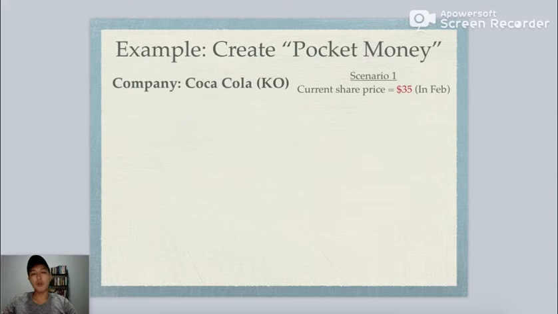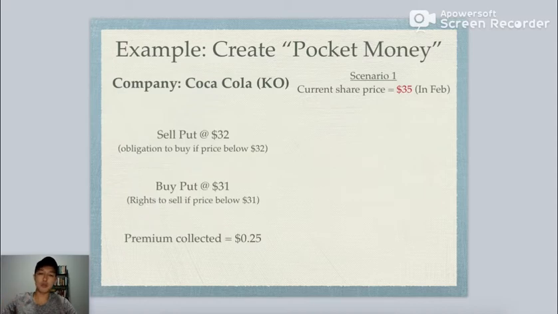Of course, the price has a few different scenarios. Let's work this out. Let me run through this with you so you have an idea how this strategy works. Let's say after you initiate the two options, you sell a put and you buy a put, and the share price goes from 33 up to 35. What's going to happen? You have collected a 25-cent premium.